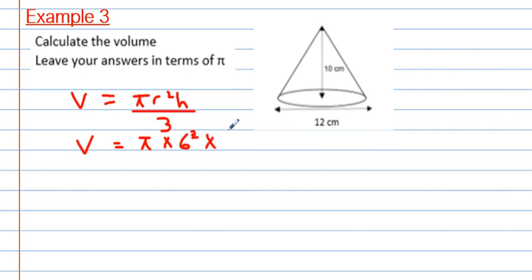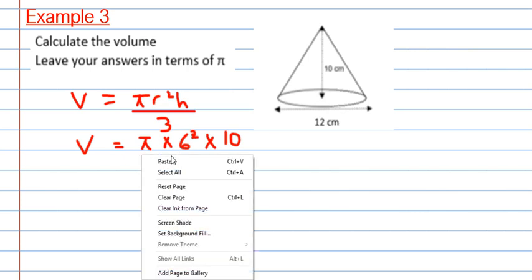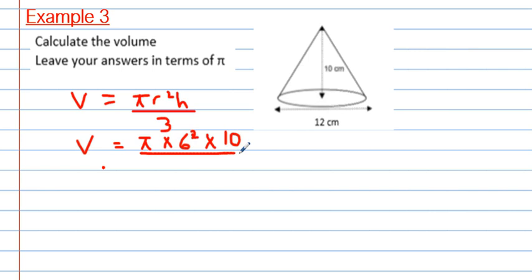Times 10, because the perpendicular height of the cone is 10 centimeters from the diagram, over 3. If I multiply that out, I'm going to have 6 squared is 36 times 10 is 360. So 360 pi. Don't forget, we are leaving our answer in terms of pi. Okay? 360 pi over 3.